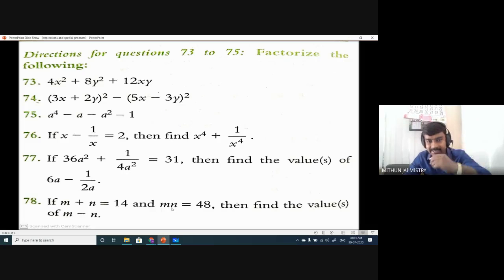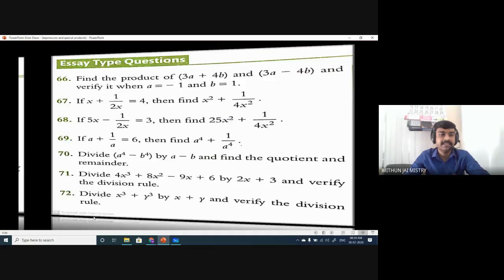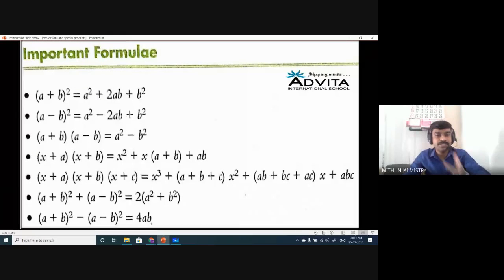But whatever identities we have learned, all of them were in variables a and b. So we will not get m plus n. We have to check a plus b, a into b, a minus b. Let us have a look. Do we have any formula which has a plus b, a minus b, and a into b? These all three things should be there in one formula.